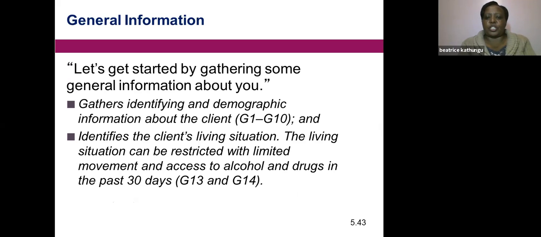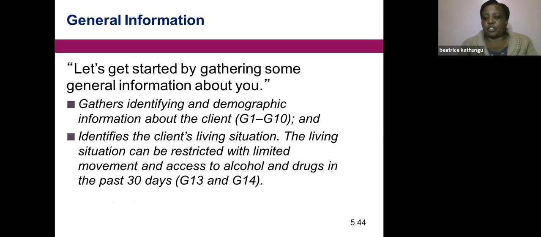So this is basically what we do. When you reach the general information section, you introduce the client, and you tell the client, let's get started by gathering some information about you. And then you gather the demographic information. The sections of the ASI are coded based on the area. For example, general information has the code G. When you come to medical information, it has the code M. When you come to legal information, it has L, and so on and so forth.